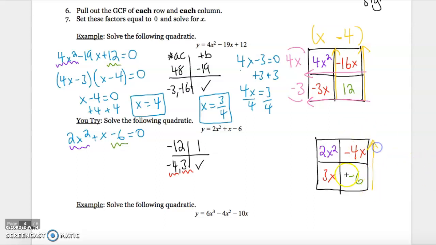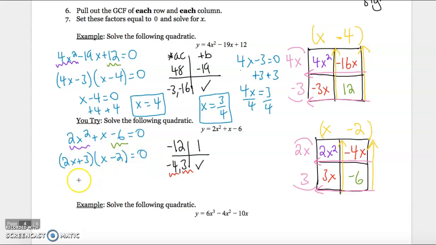All right, so let's do GCFs from my columns. From this column, negative 4x and negative 6, I can pull out a negative 2. GCF from the first column, 2x squared and 3x, would just be an x, I believe. Then from my rows, I get 2x squared minus 4x, so that'd be a 2x. And then 3x and negative 6 would be a 3. And so then these are my factors. All right, back over here, I got 2x plus 3 is one of my factors. x minus 2 is my other factor.